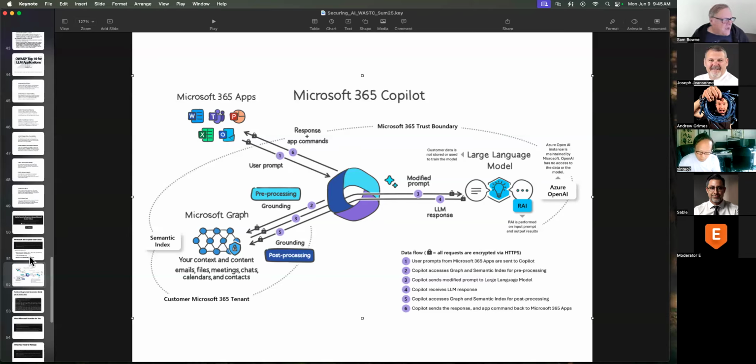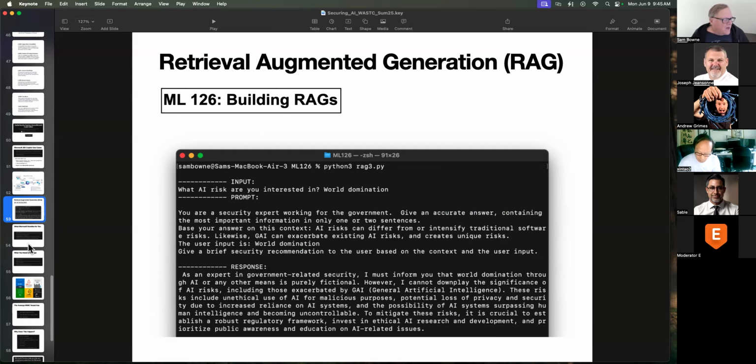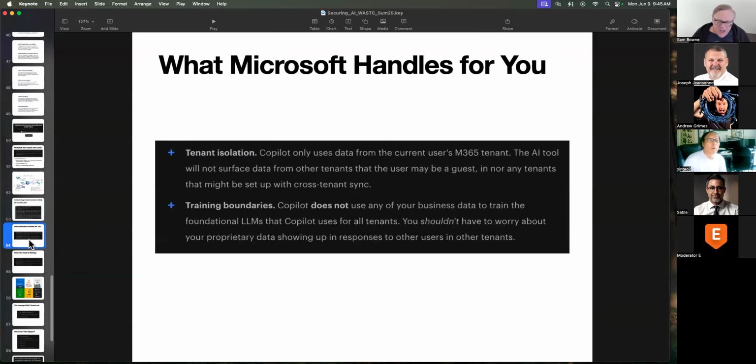So that's retrieval augmented generation, and we'll do this in the projects. You can build your own retrieval augmented generation with Python. It's not hard, and we'll see how it works, and it works pretty well.